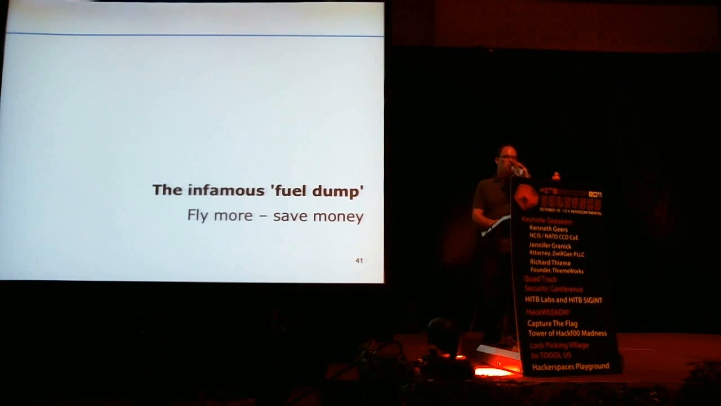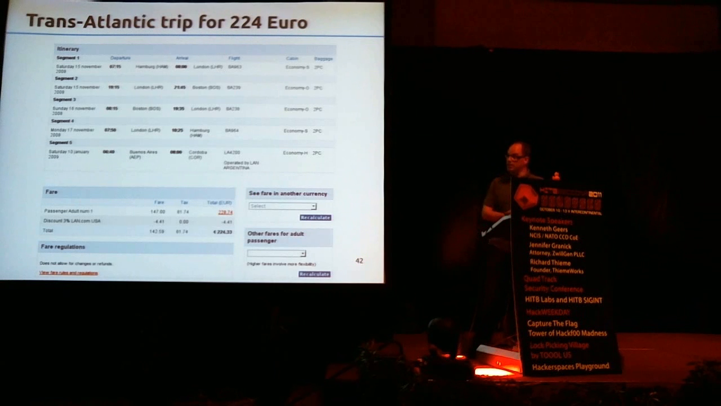Now for the most interesting one, essentially saving money on most flights: it's the fuel dump. What is the fuel dump? In a nutshell, it's this. Hamburg to London, London to Boston, and return, plus some random flight in Argentina. Total cost, 224 euros. A transatlantic flight for 224 euros is kind of cheap. Usually they were asking like 450 euros probably. If you look at the taxes, we're missing lots of fuel surcharge just by adding that flight.